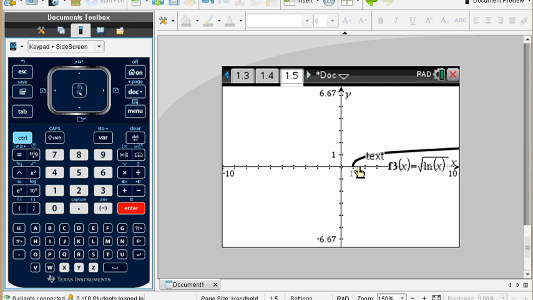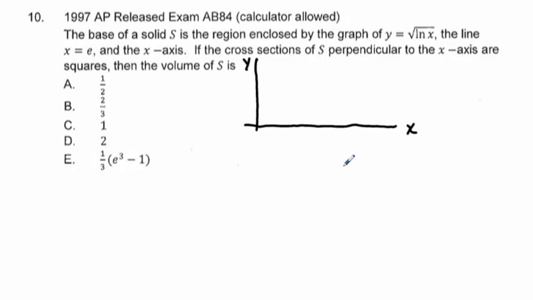And for this we have a curve that starts at x equals 1 and goes up. It looks almost like a square root curve, but it's actually a logarithmic curve. Starting at x equals 1, we go over to e, which is approximately 2.718, and so our curve is going to look like this, and that's going to be y equals the square root of ln x.